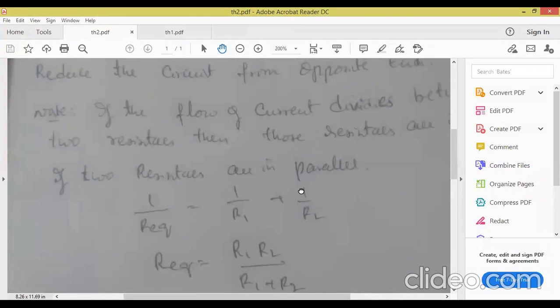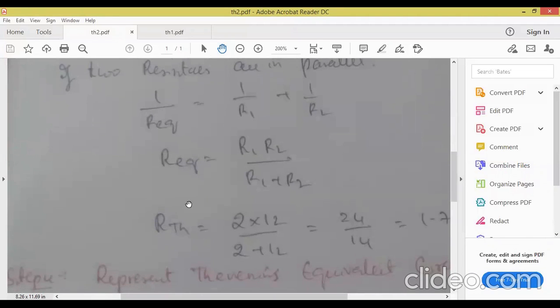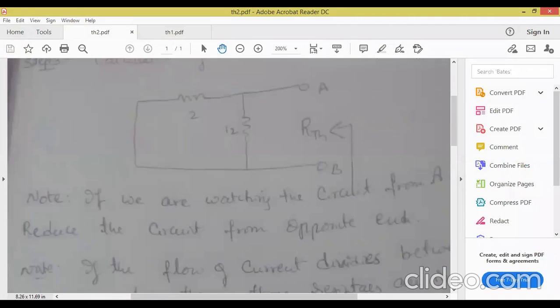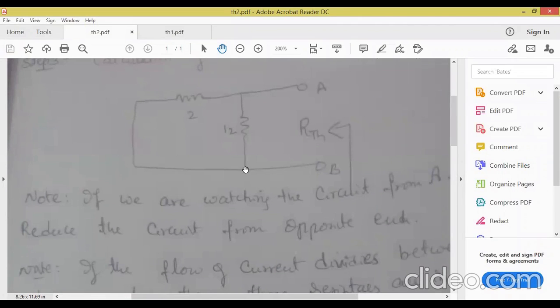So what is the total combination now? Total resistance, which is called RTH. RTH means what here? Thevenin's resistance. Yes, RTH means Thevenin's resistance. Equivalent resistance. Equivalent means the combination of leftover elements. Equivalent resistance seen from the terminals A and B when all the sources are removed. That is, voltage source is short circuited, current source is open circuited.